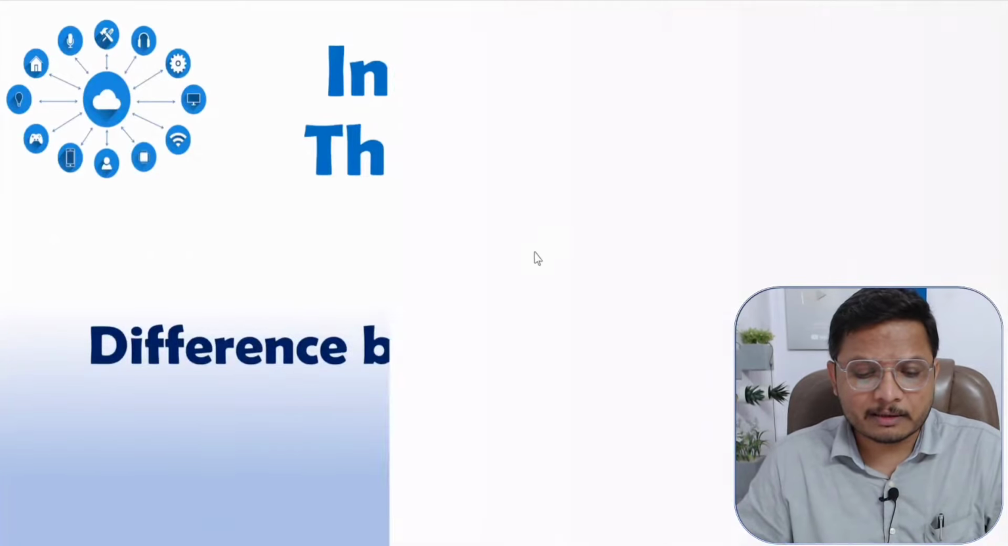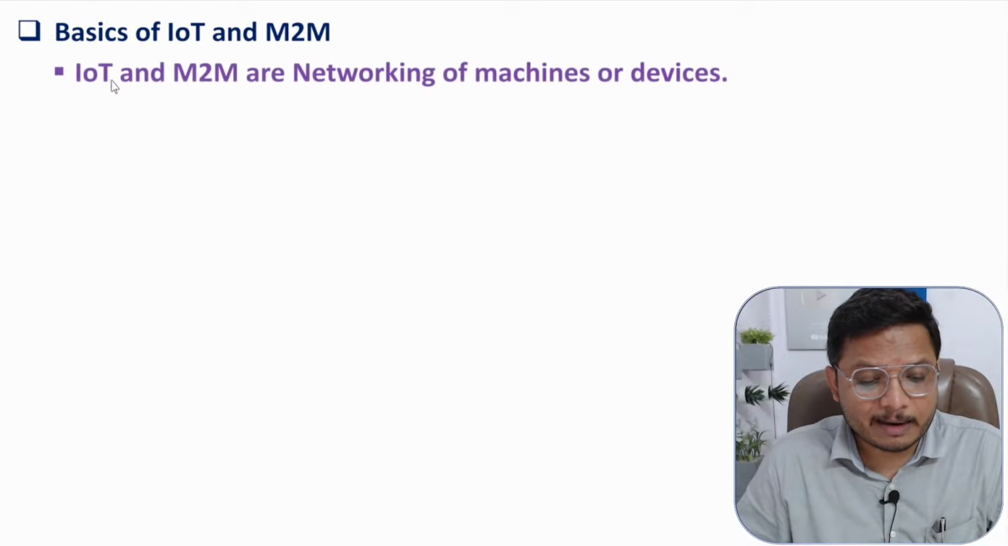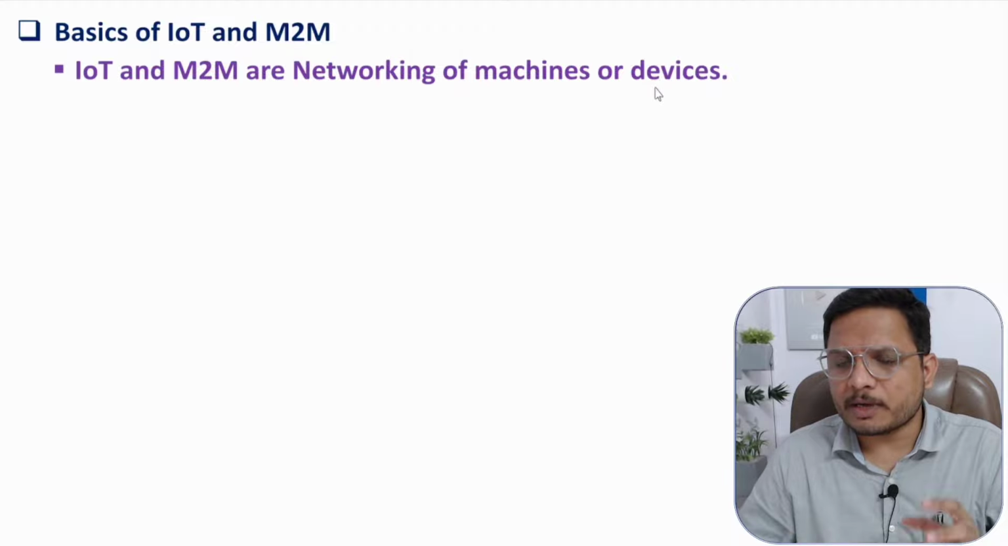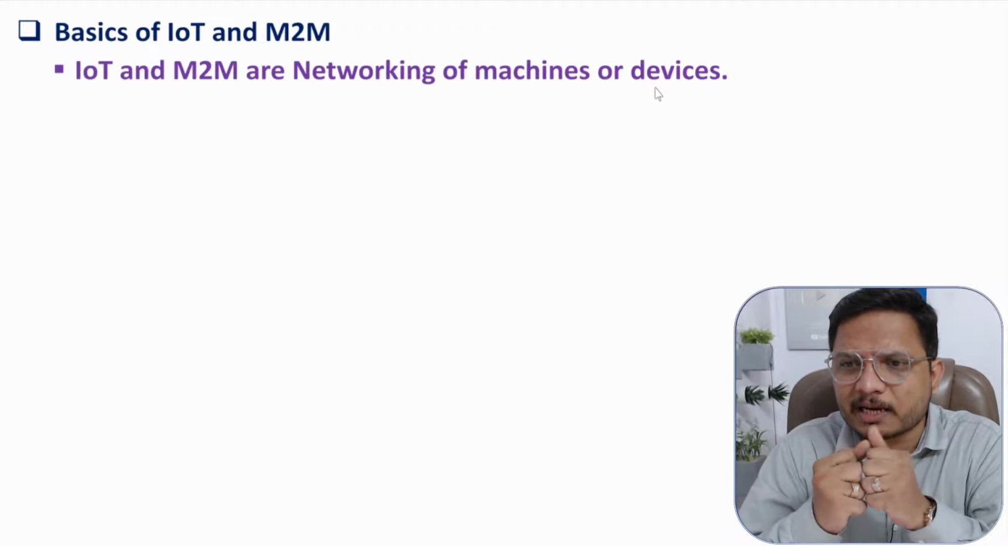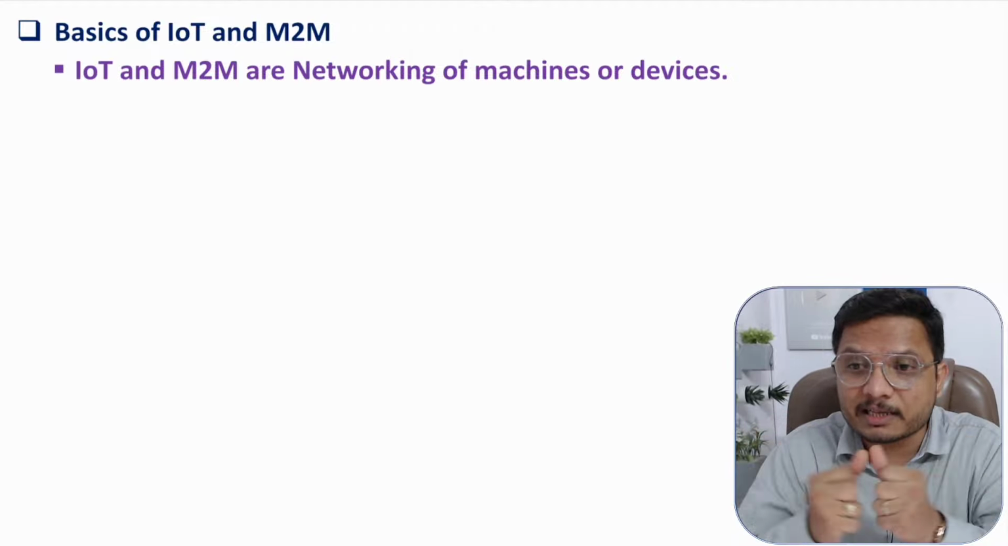Let me start this session with the basics of IoT and M2M. IoT and M2M both are networking of machines or devices. Machines are interacting with each other in both of these technologies, right? Both technologies differ from each other based on underlying technologies, system architectures, and types of applications. In this video, I'll explain everything in great detail, like how both are different.